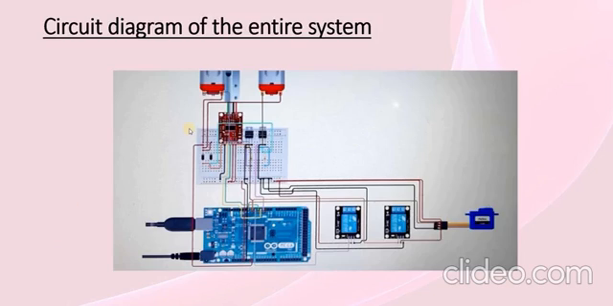Here this is the circuit diagram of our entire system. It consists of an Arduino, breadboard, load cell amplifier, one load cell, two DC motors, two relays, and one servo motor. Here one relay is used for the DC motor in the gripper, and another relay is for the DC motor of which the torque has to be calculated.